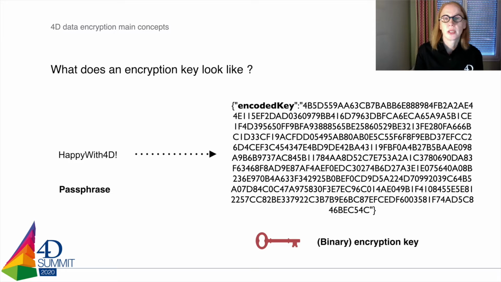What does an encryption key look like? Here we have a passphrase, "happy with 4D!", and there is a binary encryption key obtained from this passphrase. It is an object with an encoded key property, and this is the JSON representation of this object.